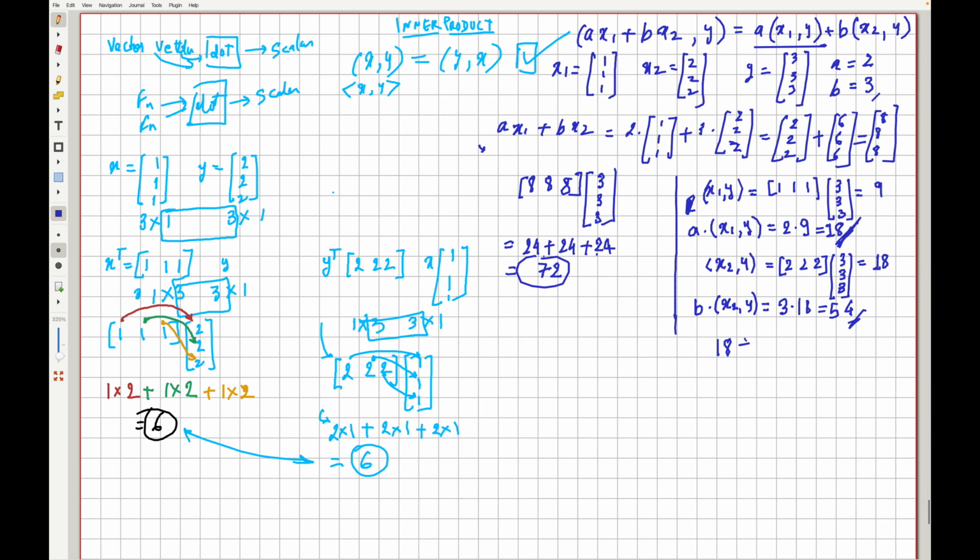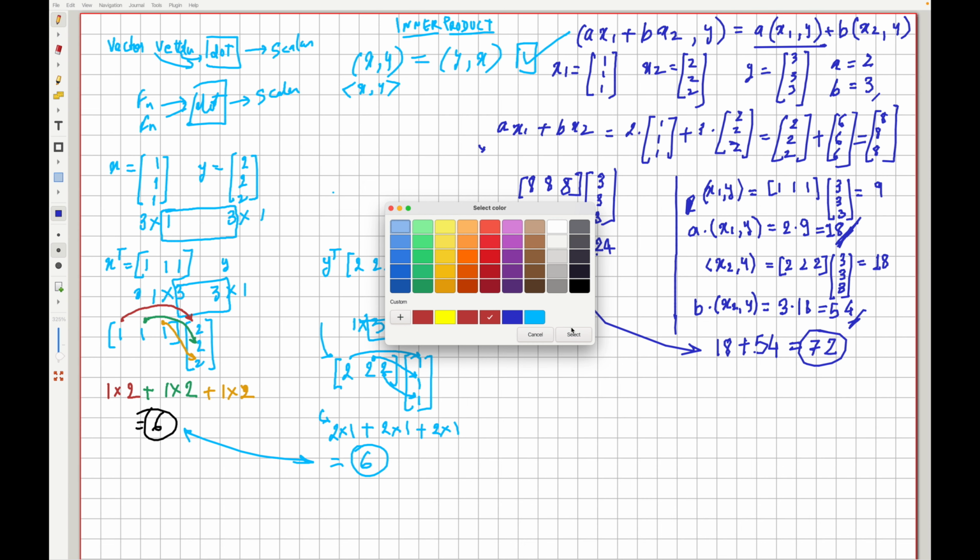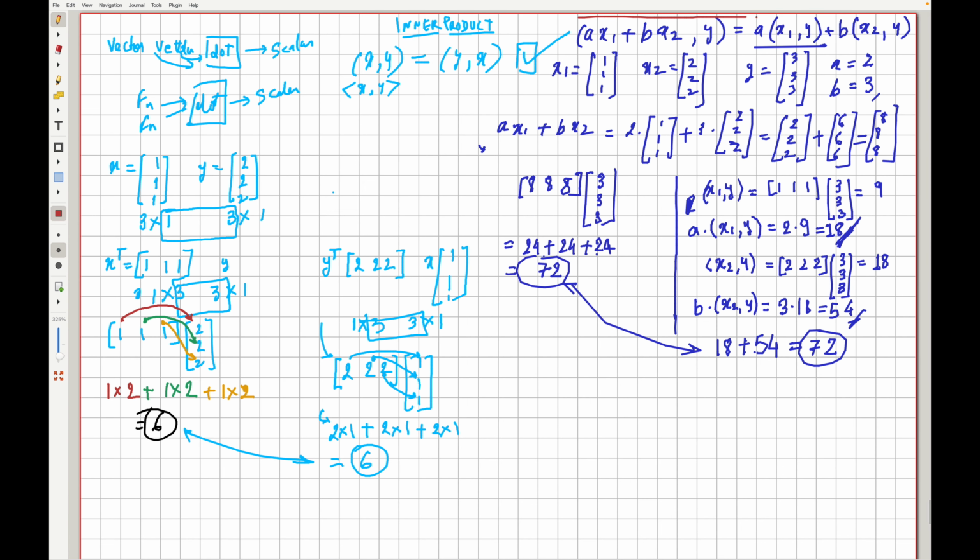So 18 plus 54 is 72, and as you can see both these values are the same. That is to say that this relation that we just wrote above does hold, and it is true. So this was the second one we looked at. The first one we looked at was this one, and so both of these are true.